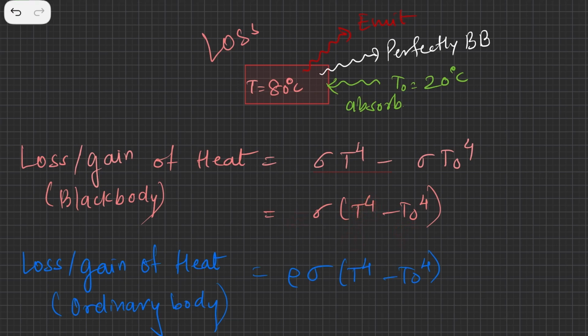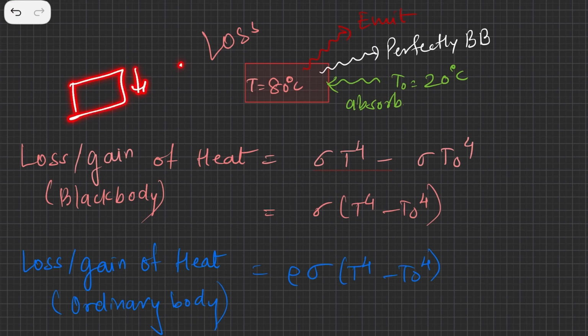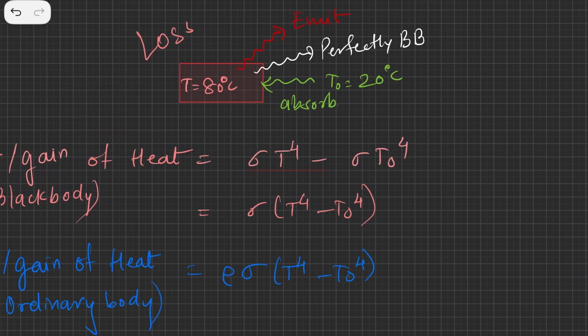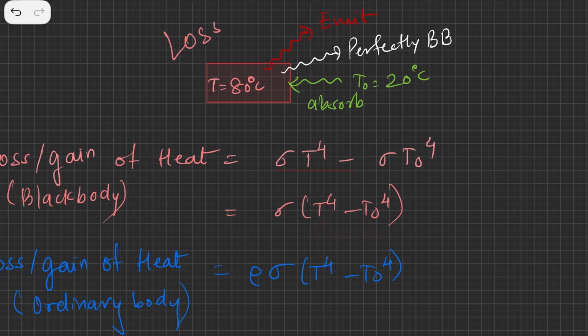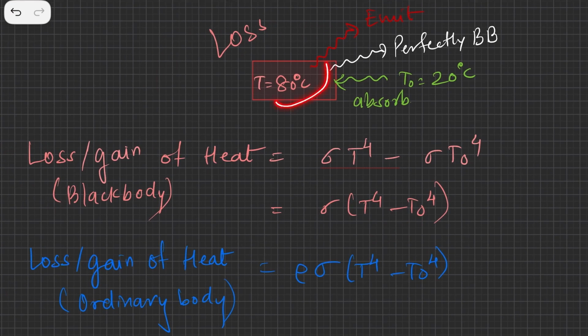So that way we say that the energy is gained when the body's temperature is lower and the surrounding temperature is higher. So body's temperature lower and surrounding temperature higher, that means we are going to get gain. So you just have to flip the formula. You just have to write sigma times T0 raised to 4 minus T raised to 4. So this will be for gain, because ultimately if the body's temperature is lower, it is going to gain energy from the surrounding. So that's why we just flip the formula, when the body is at a lower temperature and the surrounding is at a higher temperature.